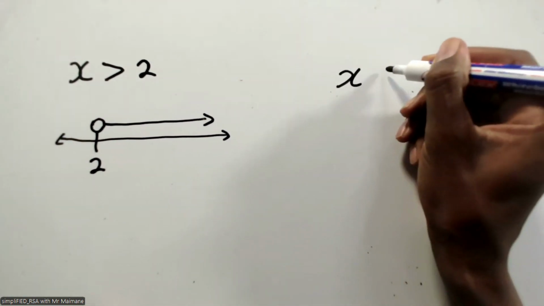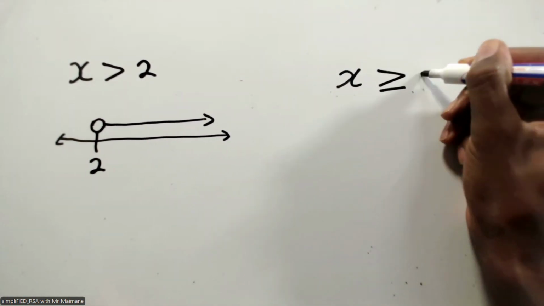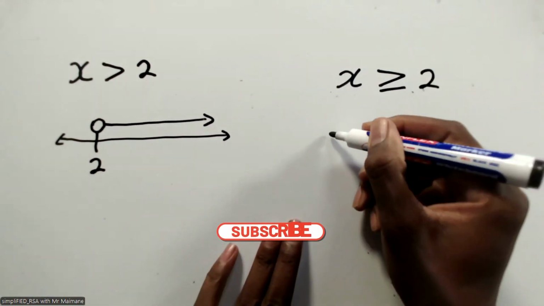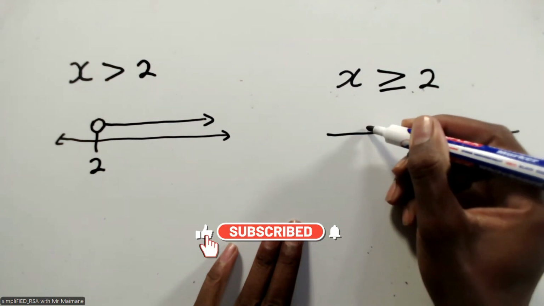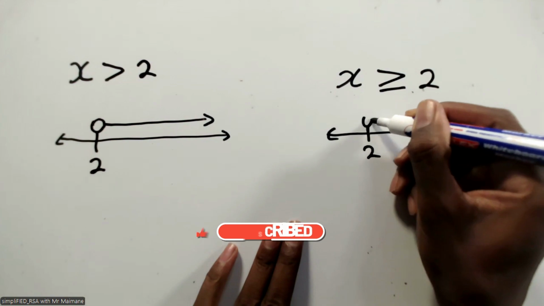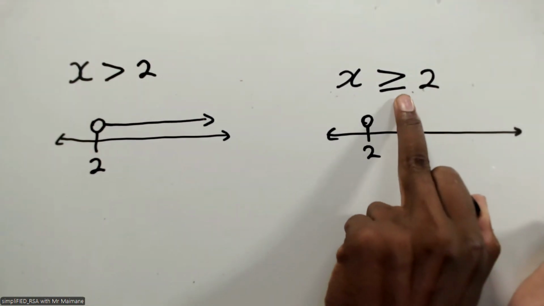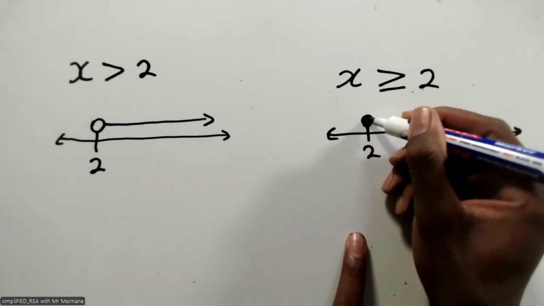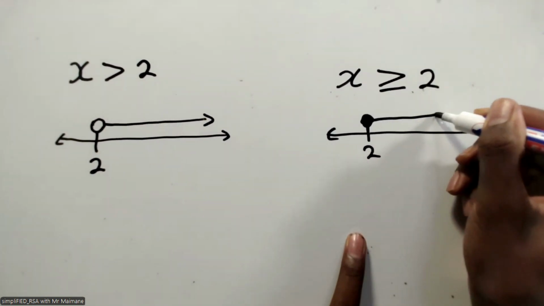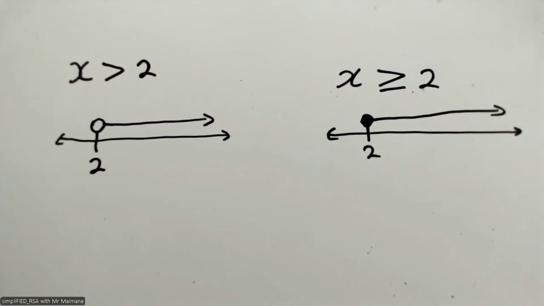If you have x is greater or equals to 2, and then you have to represent this one on a number line, because it has an equal sign underneath, you draw the very same number line like that, and then you do your circle. But because it has an equal sign underneath, you must shade your circle to show that 2 is included. And then you also show it going to that direction.